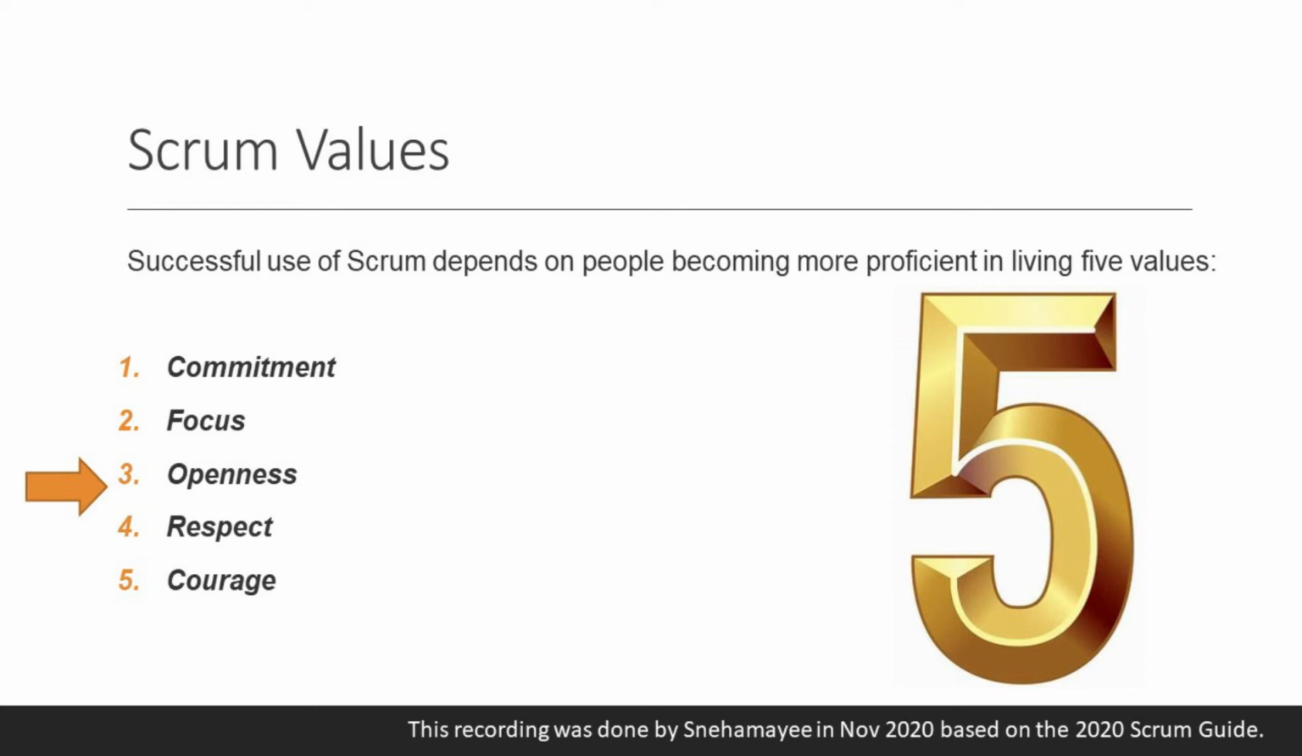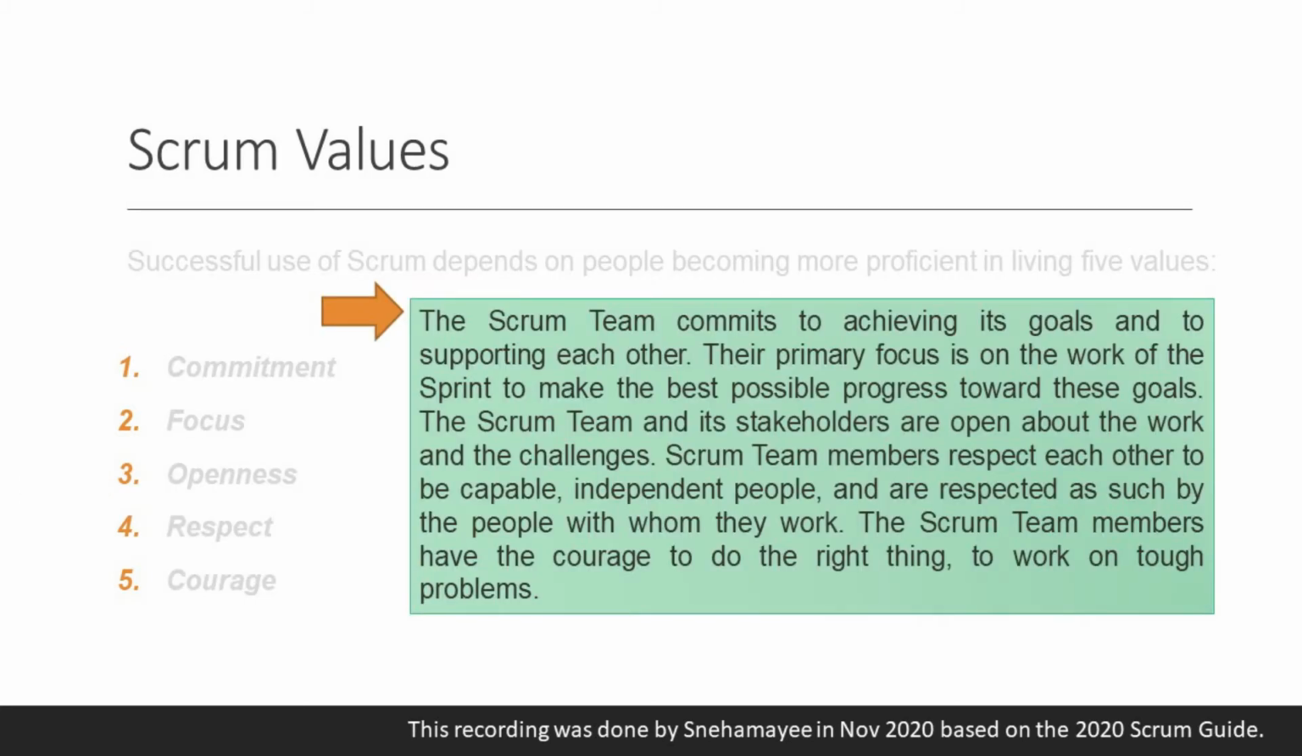Scrum Values. Successful use of Scrum depends on people becoming more proficient in living 5 values. 1. Commitment. 2. Focus. 3. Openness. 4. Respect. 5. Courage. The Scrum team commits to achieving its goals and to supporting each other.